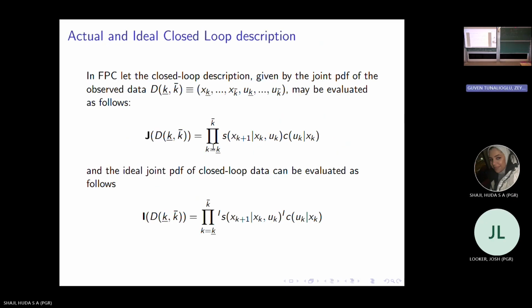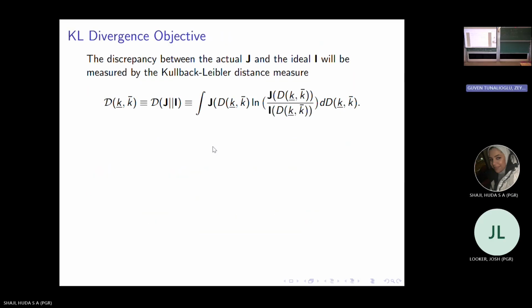In order to do that and formulate our problem and our cost function, we need to have the joint closed loop description. Let's agree that we will call this one the actual, and this one the ideal. So it will be the product between the actual system and actual controller, and here the product between the ideal system and ideal controller. And from here, as we said in the title, we will have the Kullback divergence. So we will use it here.